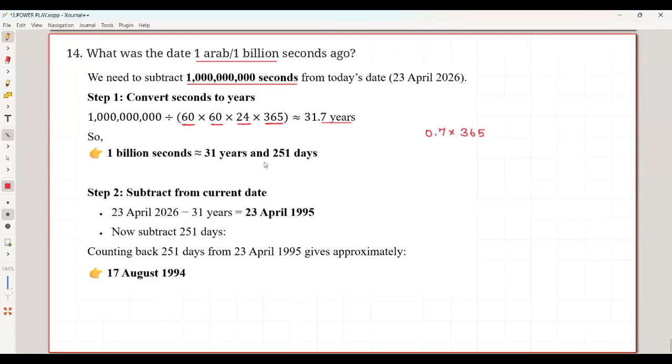So next, what do you have to do for finding 1 billion seconds ago? Before 1 billion seconds, what was the date we have to find? That means you have to subtract from the current date. I have taken 23rd April. From 23rd April 2026 we subtract 31 years, so it goes to 23rd April 1995. Again we are left with 251 days, so you subtract 251 days from 23rd April 1995. It gives approximately 17th August 1994.